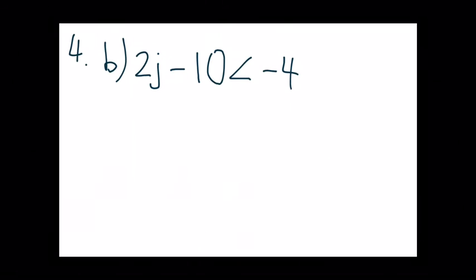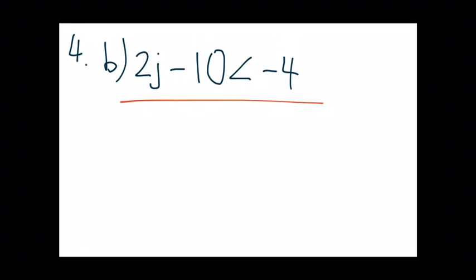Alright, next we're going to try another example. 2j minus 10 is smaller than -4. So we're going to do the exact same thing as we would with an equation. First, you add 10 on both sides, which makes this 2j is smaller than 6. And next, you divide by 2 on both sides, making this j is smaller than 3. And that is our answer for this question.